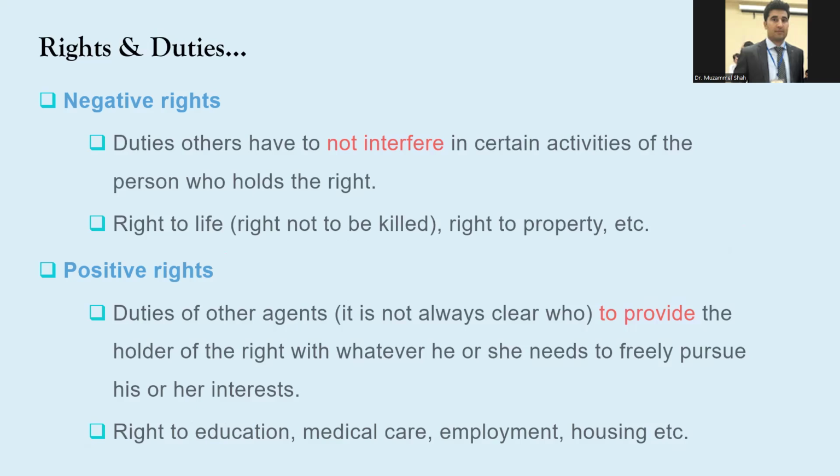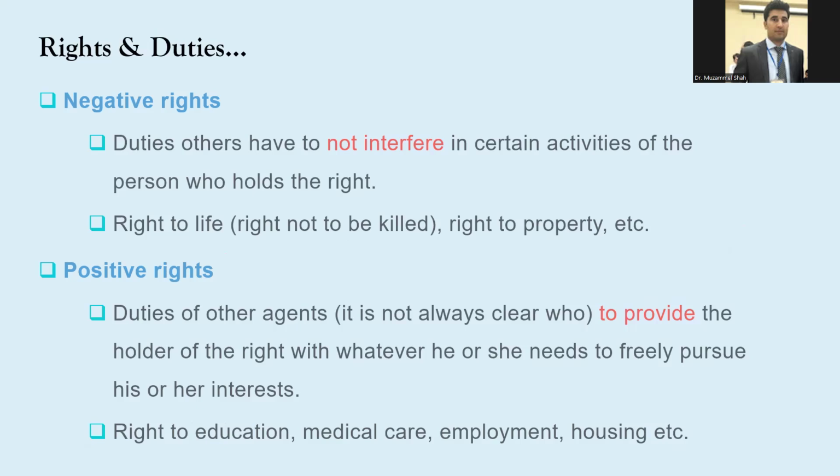The second is the positive right, that an individual should be provided with support to freely and rationally pursue his or her interests. So basically, number one is non-interference, that one should not interfere with or restrict an individual, and the other one is the positive rights, which is that one should provide support to the holder of the right so that he or she may be able to pursue his or her interests in life.